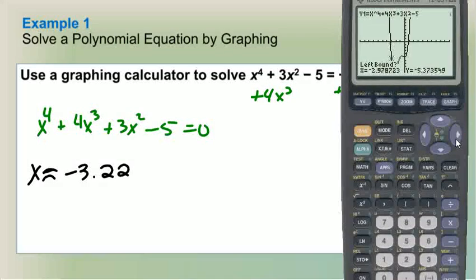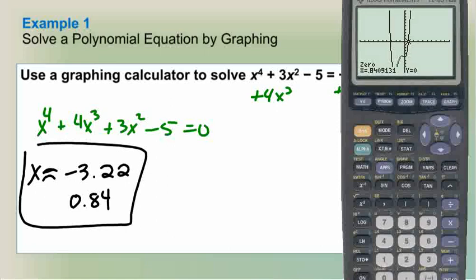To find the other one, we hit second, trace, number 2, the 0. Now we go to the other side. Left bound this time is going to be underneath the x-axis. Hit enter, go above, hit enter a third time, and we get 0.84. So these would be our solutions to that polynomial function.